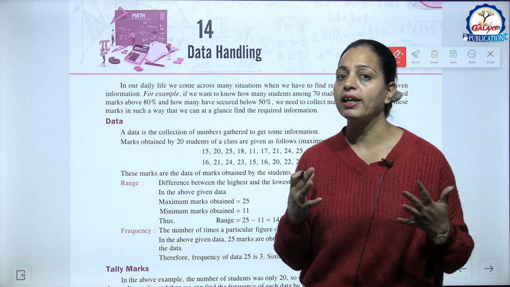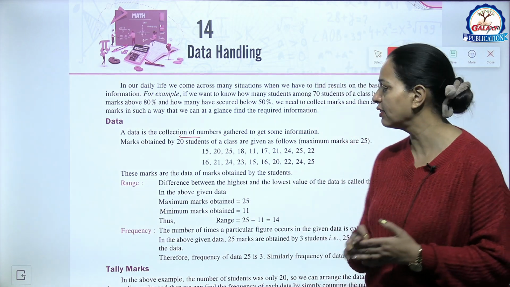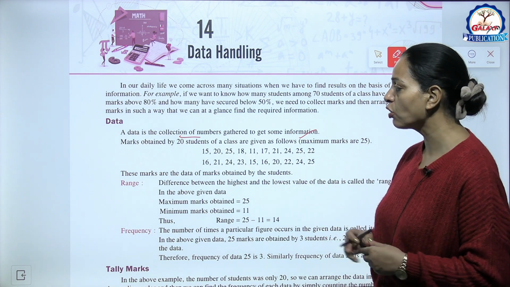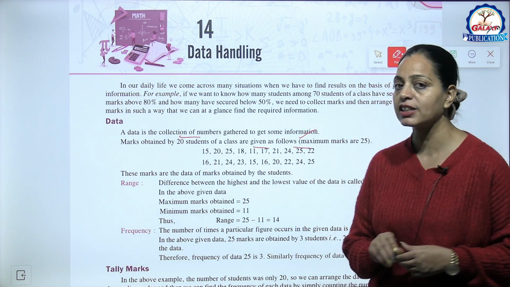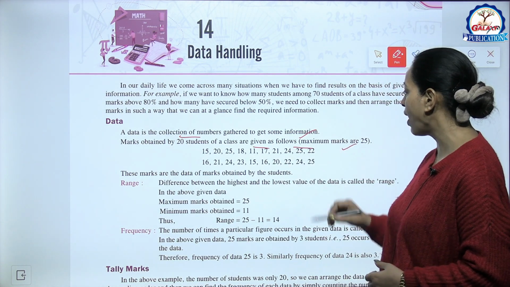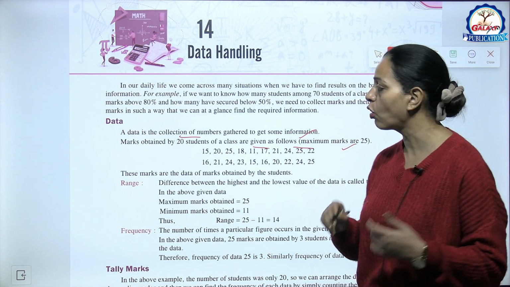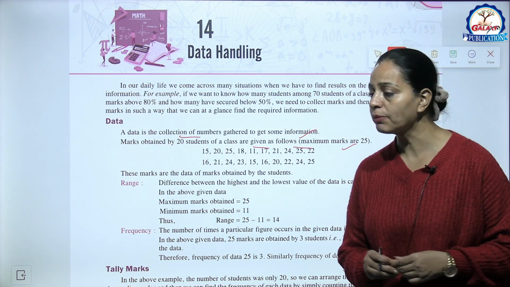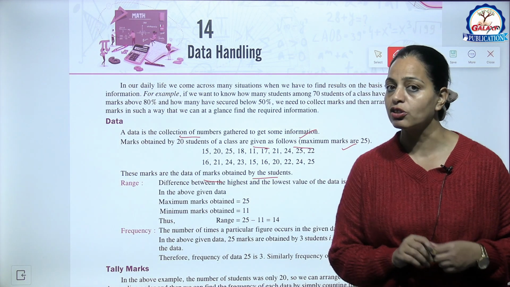What do you mean by data? A data is the collection of numbers gathered to get some information, like marks obtained by 20 students of a class are given as follows. Like maximum marks are 25. So here these are the marks obtained by 20 students. Now these marks are the data of marks obtained by the students.